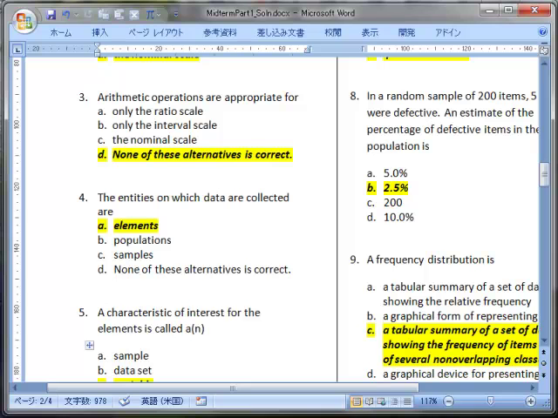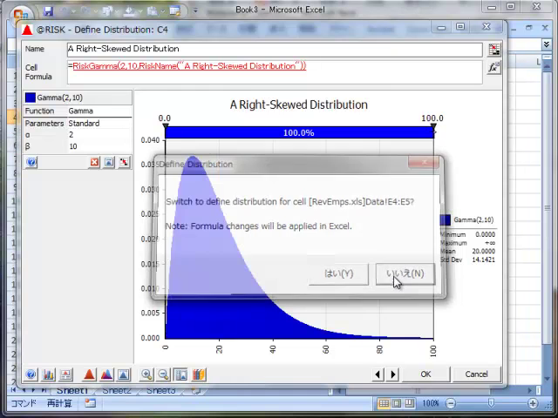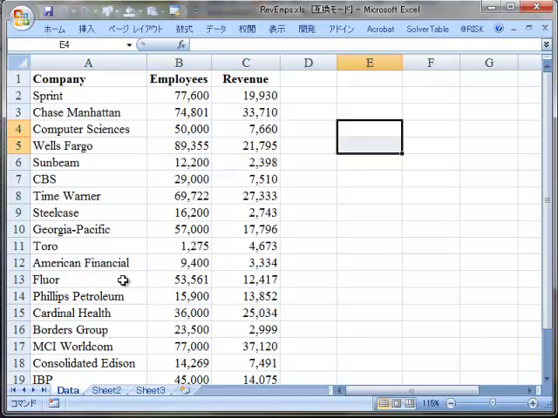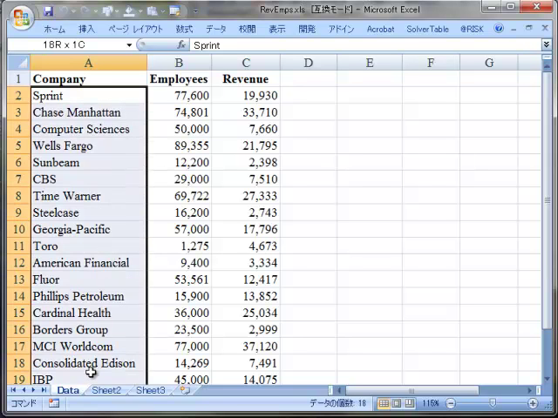And they are elements. So let me switch over here to that file. Okay, we're going to look at that other distribution in a moment. But in any case, right now, here is our RevImps data set. And the entities in which the data is collected are these company names. Okay, these are the entities.